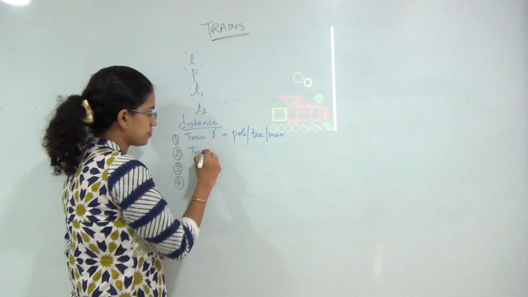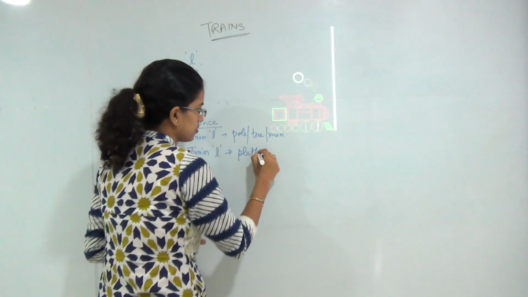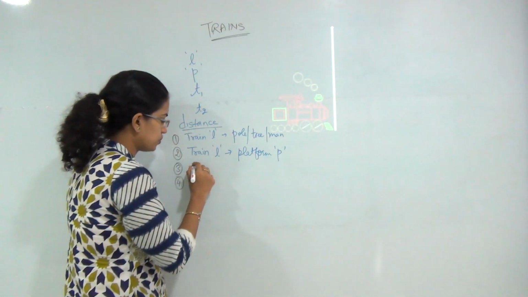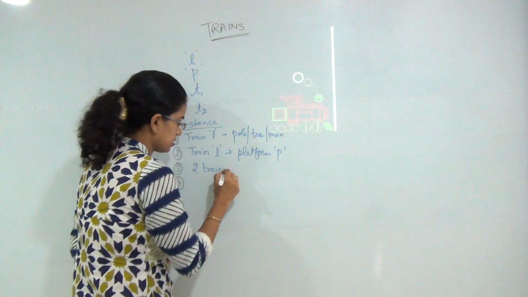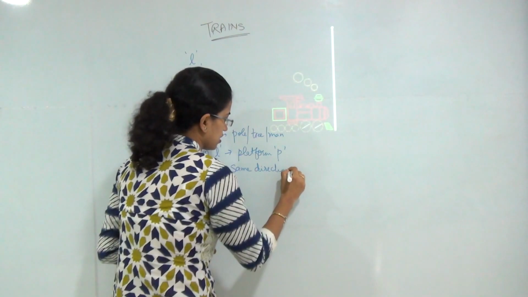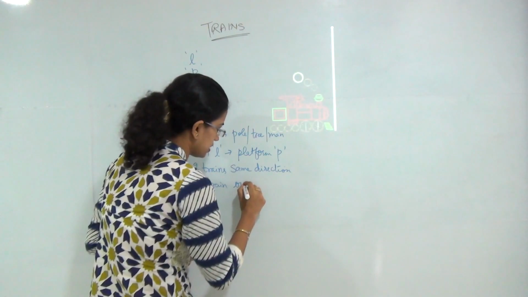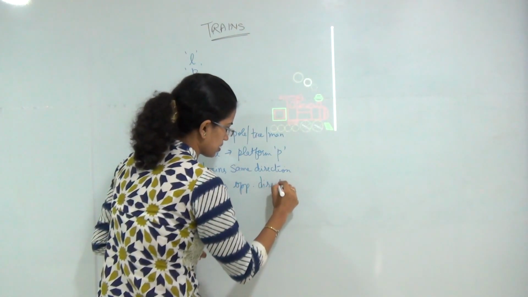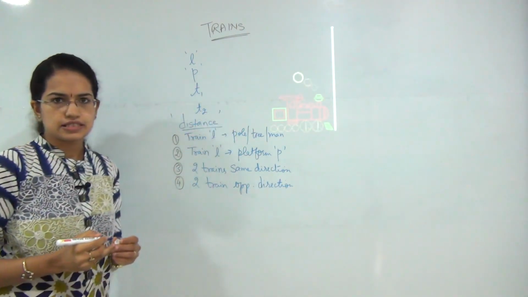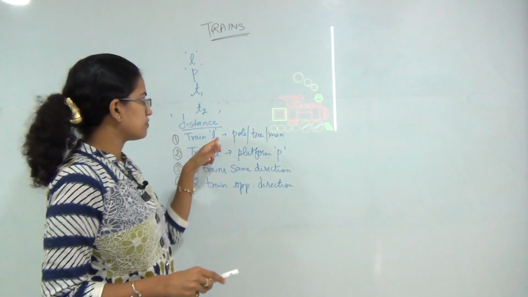In second case, we would be talking where a train of length L is crossing a platform of length P. The next case, when the 2 trains are going in same direction, and when the 2 trains run in opposite direction. So in either case, we would be first calculating the total distance covered.